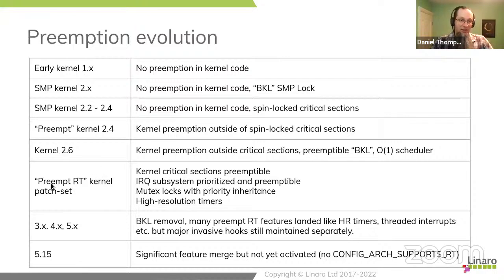At the same time in this era, in parallel with the 2.6 work, the preempt RT patch set started to emerge for the first time. And the preempt RT kernel patch set has been around for a very long time. I think it's more than 12 years.